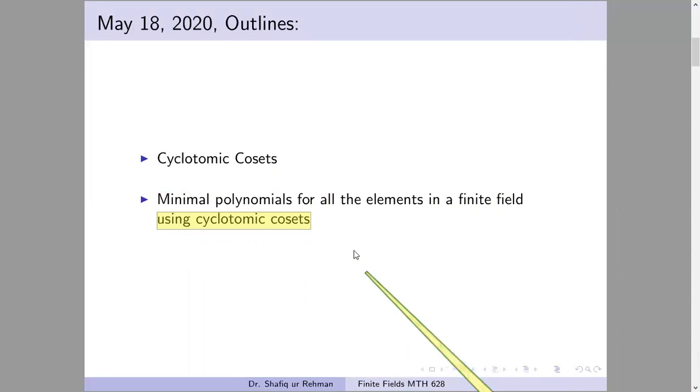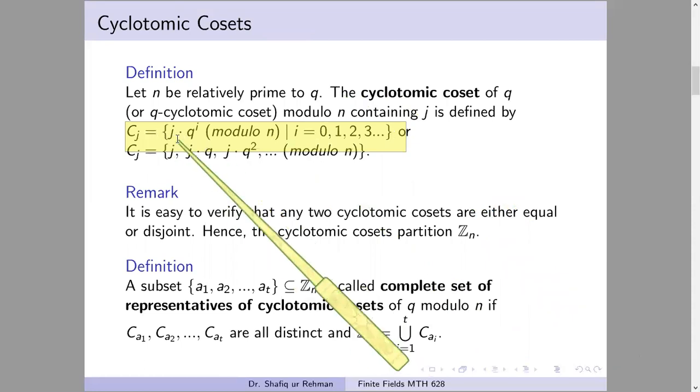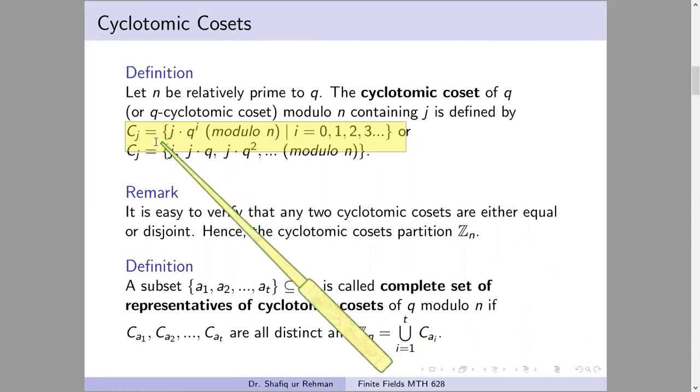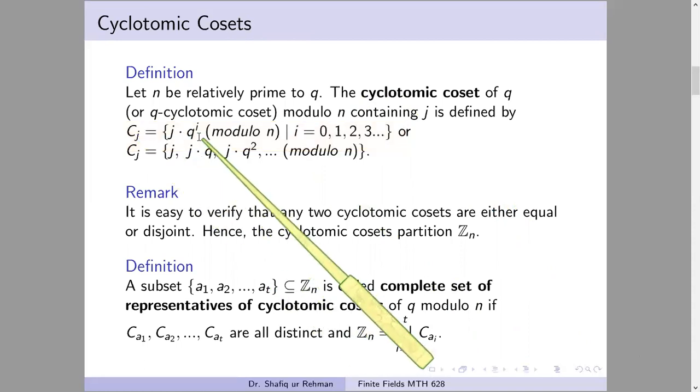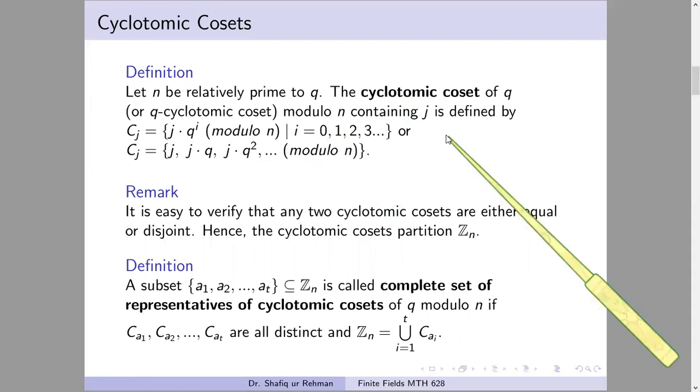So we start with the definition of cyclotomic coset. What is the cyclotomic coset? Let n be a positive integer that is relatively prime to the number q. Then the cyclotomic coset of q modulo n containing some number j is defined by this set. That is, the set consists of all powers of q multiplied by this number j, and all the elements are taken under modulo n, where i varies from 0, 1, 2, and so on.